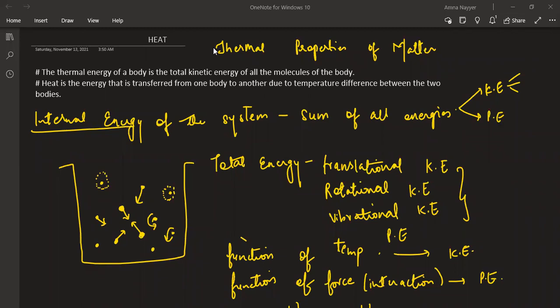Tarif and Abdullah, I hope you must have understood. You were there earlier. Okay, note it down. Then we'll see the concept of thermal equilibrium and temperature.